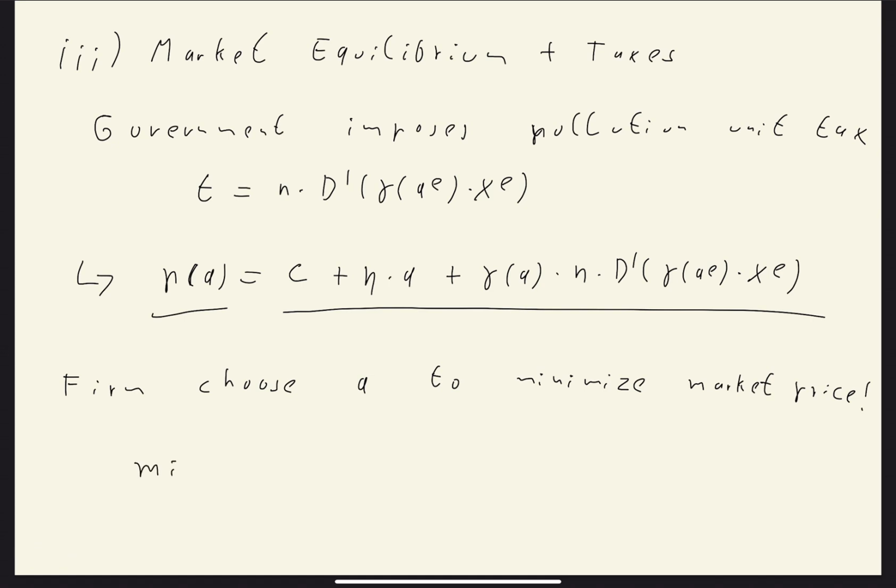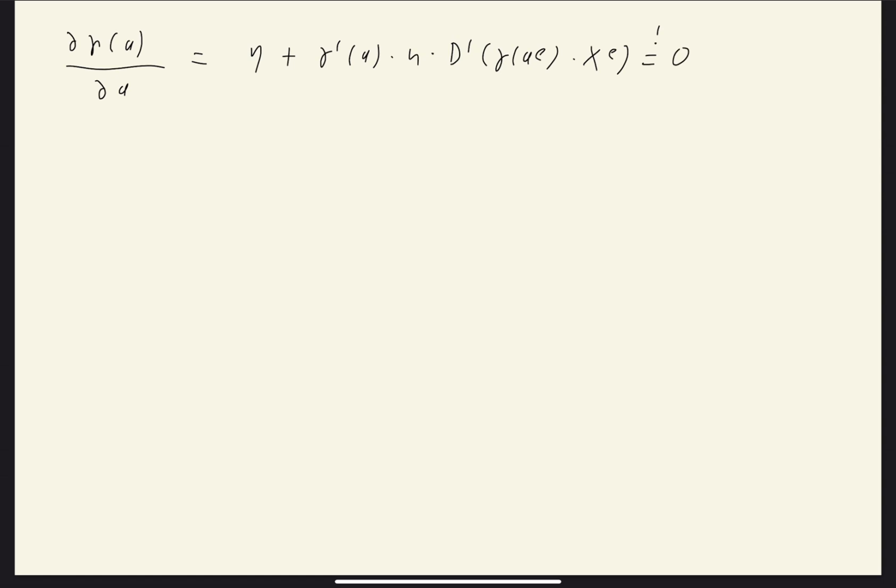So the optimization problem is minimize over A. So what are we minimizing? We're minimizing the market price, which is equal to C plus eta times A plus gamma of A times N times marginal disutility D prime of gamma of A_E times capital X_E. So let's have a look at the first order conditions here. We will consider the first derivative of the price with respect to pollution reduction effort, and this gives us eta plus gamma prime of A times N times D prime of gamma of A_E times capital X_E. This is supposed to be equal to 0.